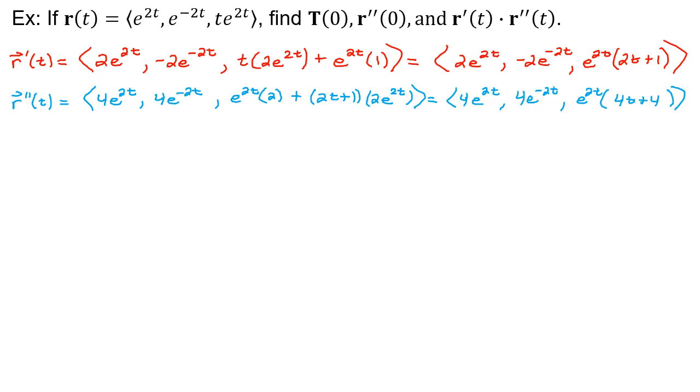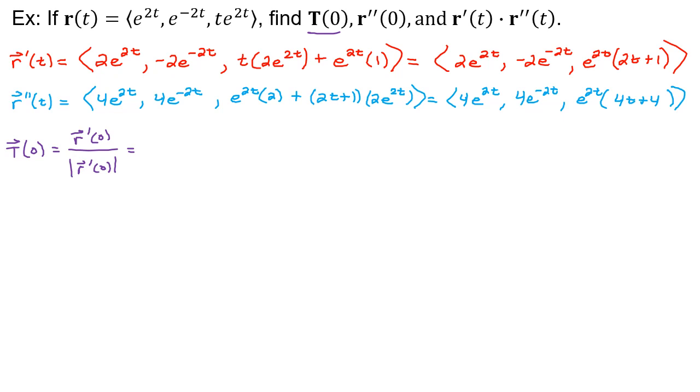So hopefully that makes sense. Or you could pull the 4 out in common if you want to do that. There's a 4 in common on all of it anyway. But let's do the unit tangent. So I'm going to find this part first. The unit tangent at 0. That would be r prime at 0 divided by the magnitude of r prime at 0.